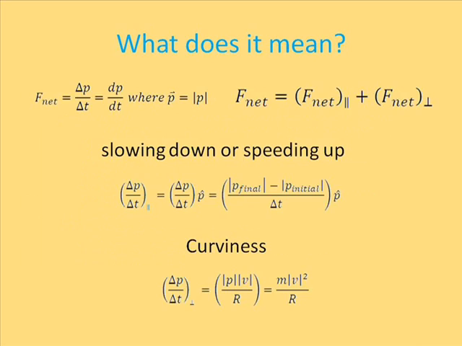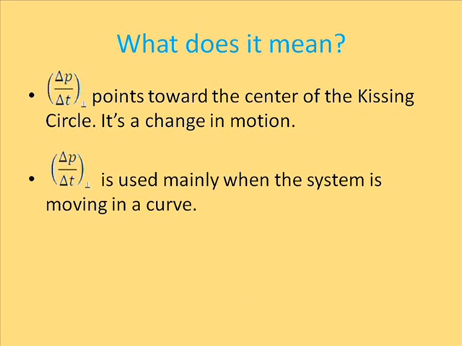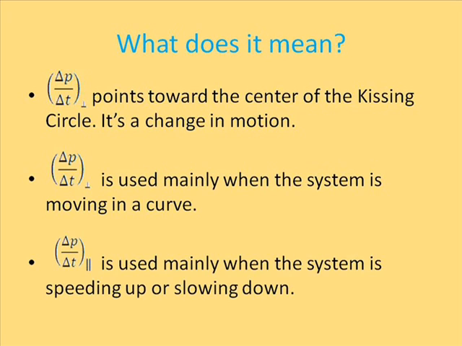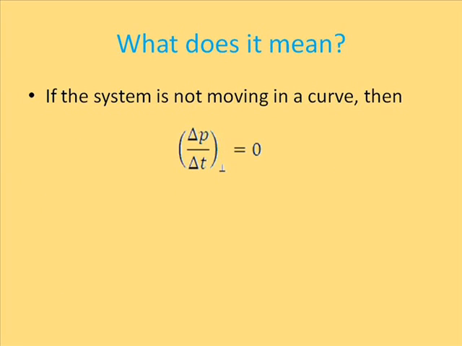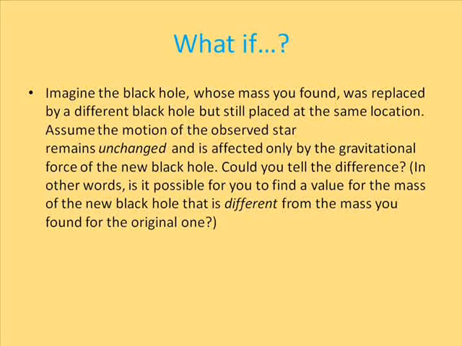interacting with the system. If the system is slowing down or speeding up, the parallel dp dt will be determined by delta p over delta t times p hat. F net parallel is equal to dp dt parallel, and F net perpendicular is equal to dp dt perpendicular, but different in the way that it's calculated and taking into consideration p hat. dp dt tells us how the star moves, not affecting the star's motion, whereas F net is also affecting the star's motion. What if the black hole was replaced by a different black hole?